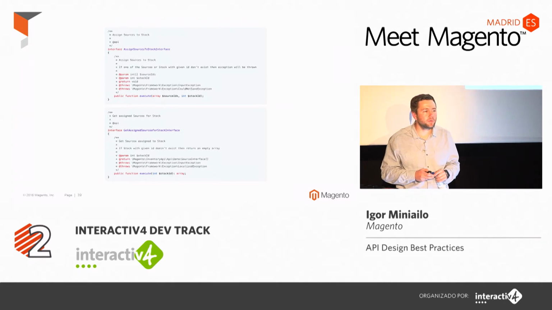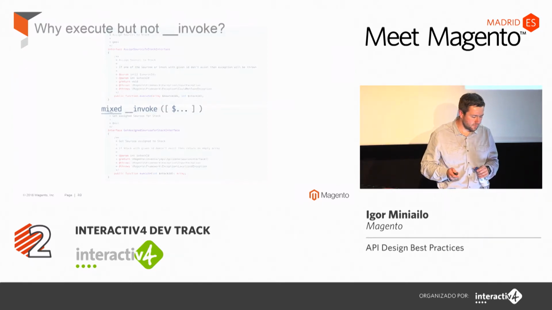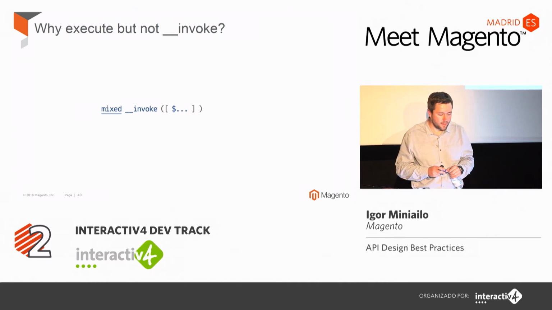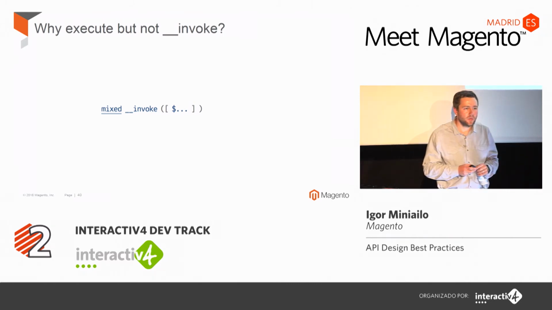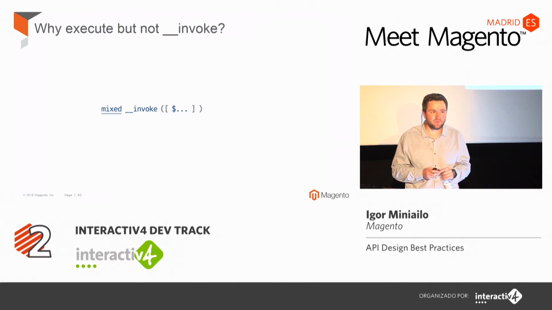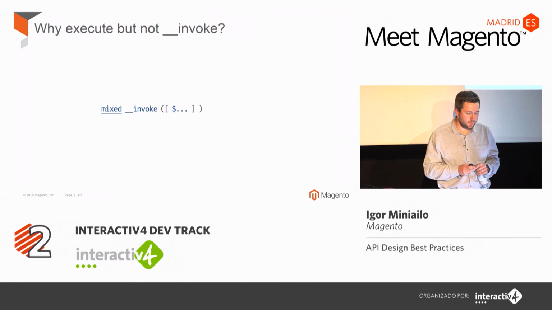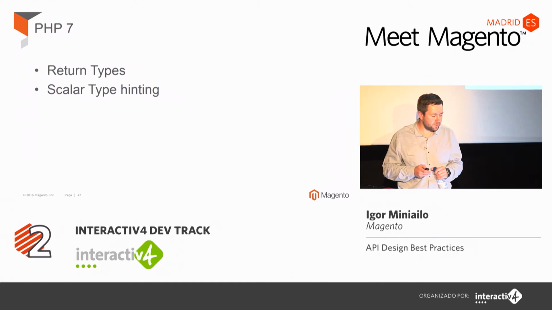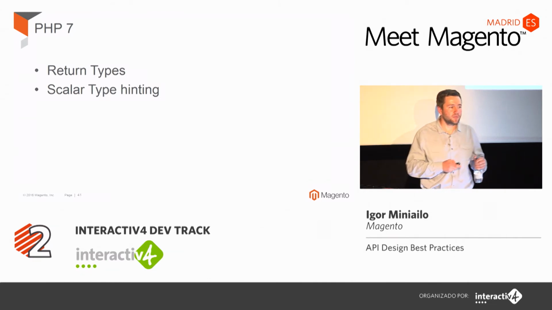Probably, if you're a PHP developer, you can have a question: why don't we use the invoke method, like this one? The answer is pretty simple, because invoke is not strict typing. You see that it returns a mixed type and it accepts variadic arguments. But you probably know that Magento, starting from 2.2, is PHP 7+. So we don't support PHP 5.6 and earlier versions anymore. That's why we really want to keep return types and scalar type hinting in our code. That's why we have that execute method with type hinting and return types.